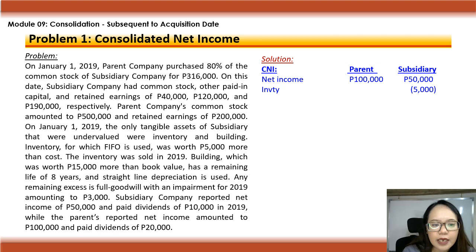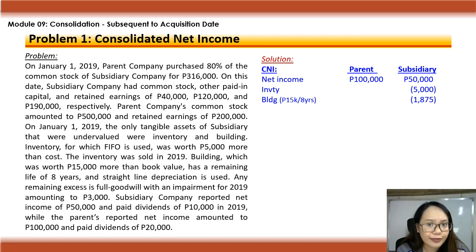So, ibig sabihin, yung ni-record na cost of sales ni subsidiary nung subsequently na benta niya within the year yung inventory, kulang. Kulang yung cost of sales. So, if your cost of sales is kulang, your net income is sobra. Sobra yung net income mo, bawasan mo. That's why pa-minus. Your building daw, your fair value is higher than book value.